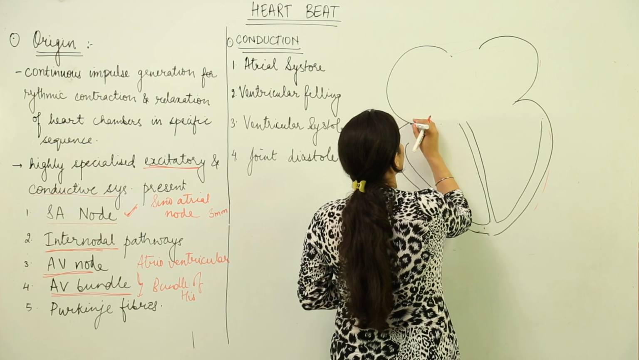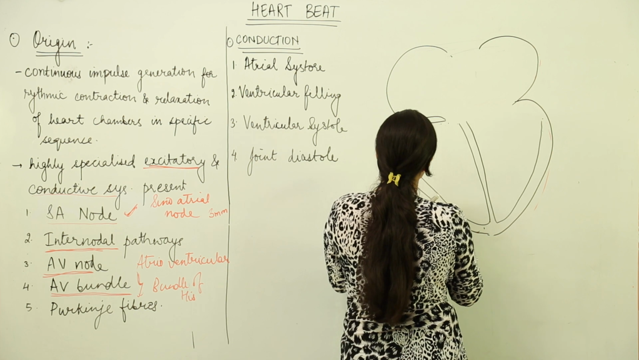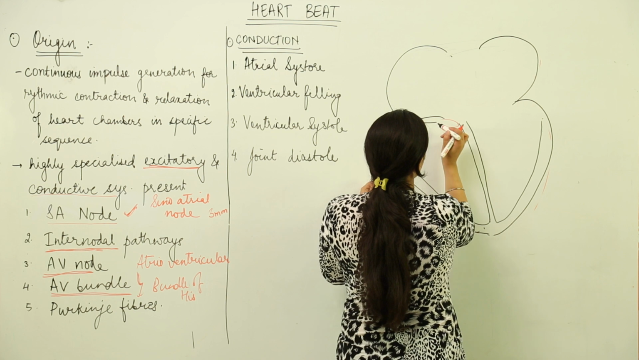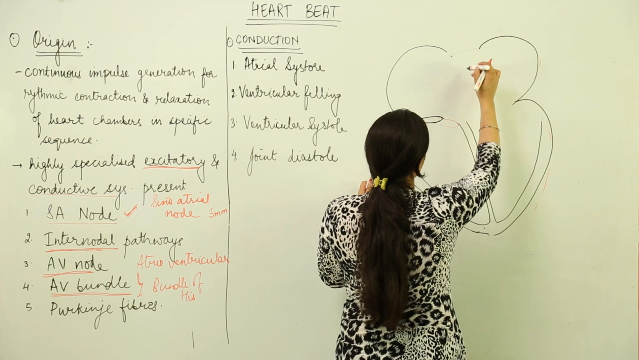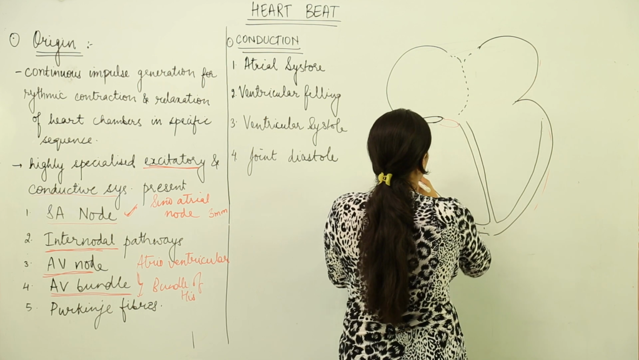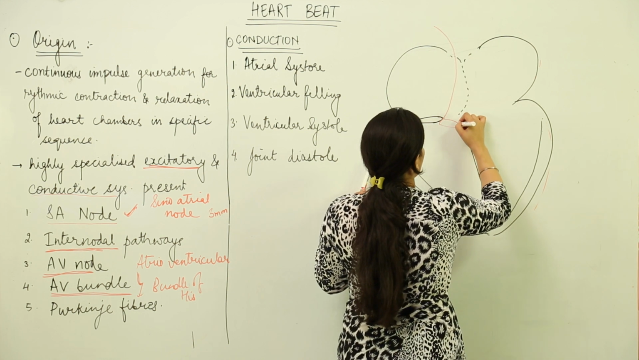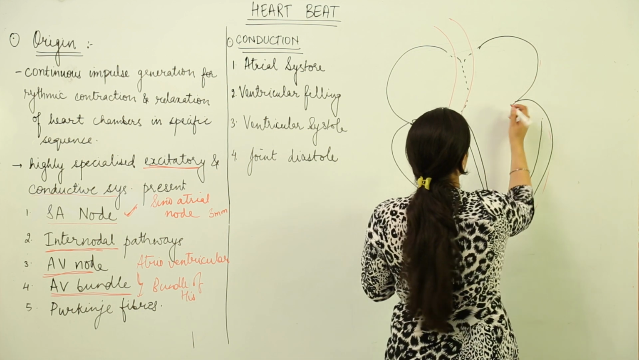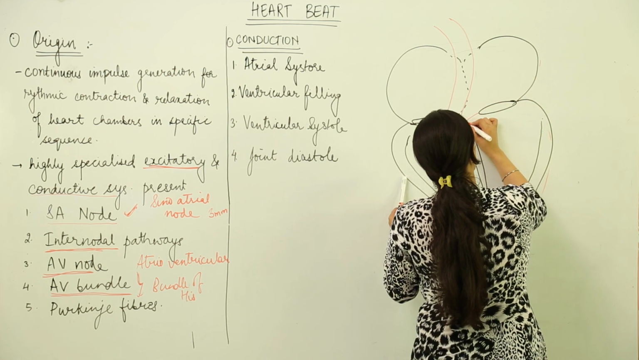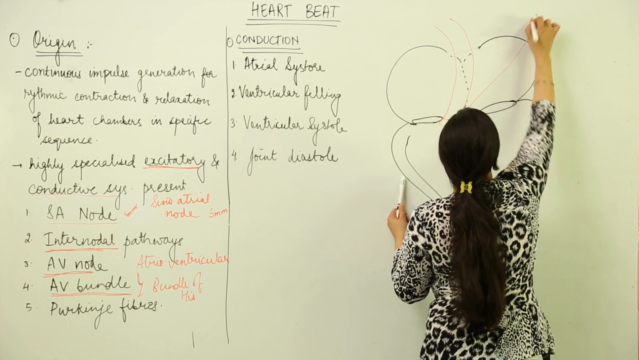Over here we would have a chamber, and this would be the valve which connects the atrium through the ventricle. This would be the artery that arises from here. Over here also we will have the same valve that connects the chambers, and another artery is arising.